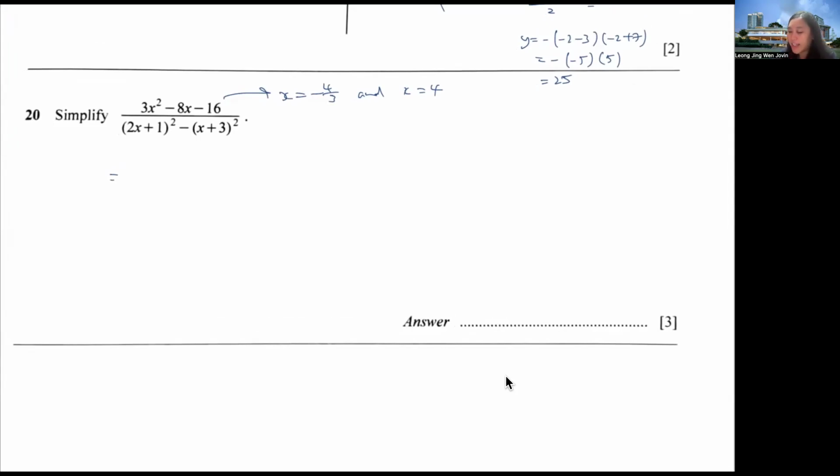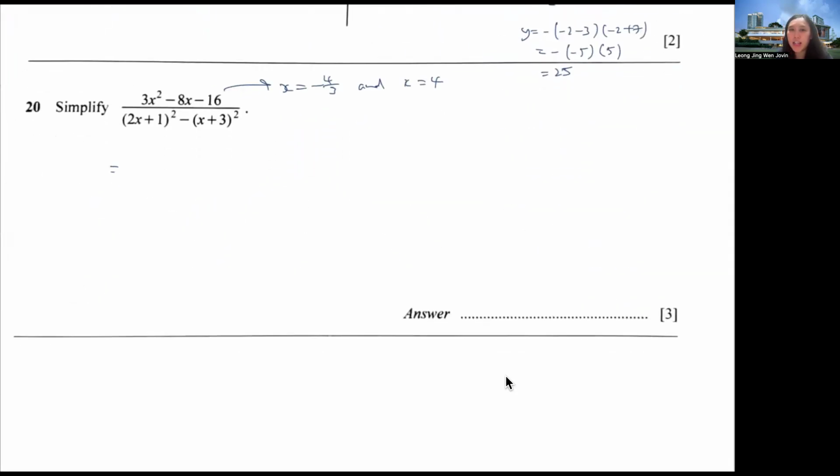So if I get these two numbers, I work backwards. Let's see, if my final answer is x equals to 4, if I move it in, it must be x minus 4 equals to 0. Does it make sense? Makes sense, right? So x minus 4 must be one of my factorized forms. Okay, do the same thing for the other one.